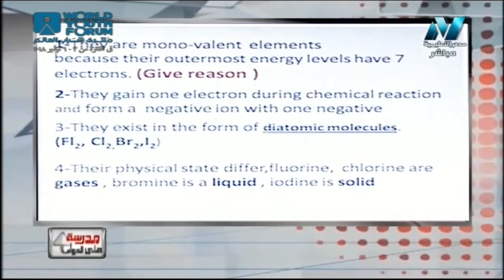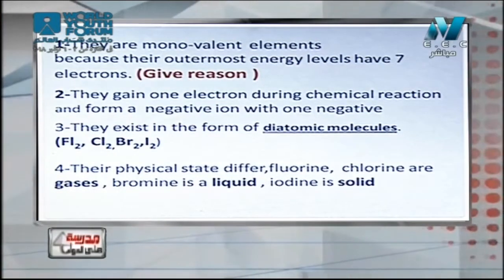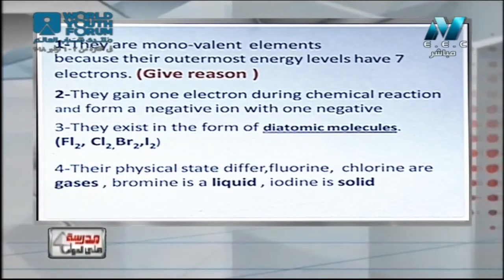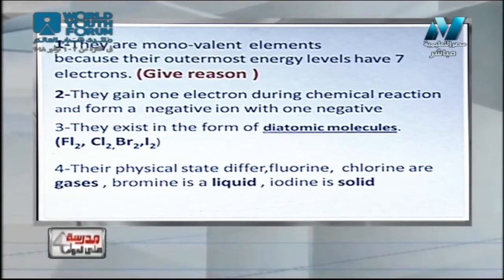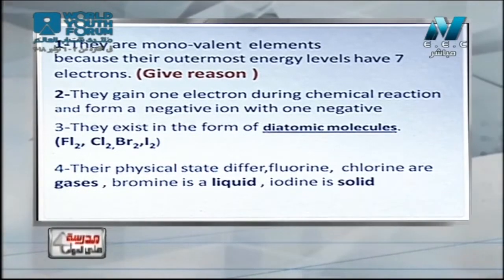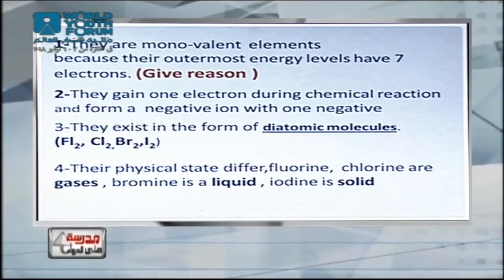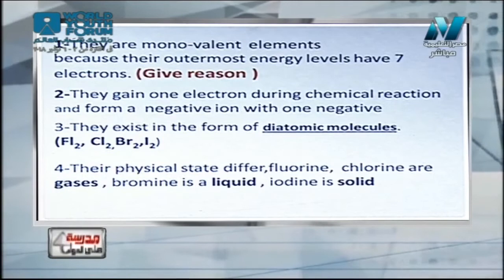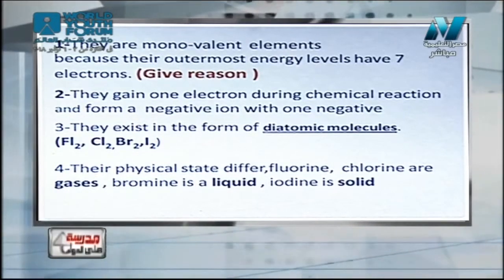Number one, they are monovalent. Why are they monovalent? Because the outer energy level consists of 7 electrons, so they gain an electron and become a negative ion. Number 3, they exist in the form of diatomic molecules: fluorine, chlorine, bromine, iodine. Okay, why? Because they are very active.